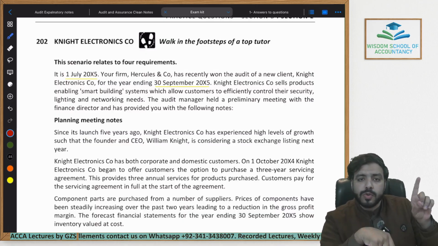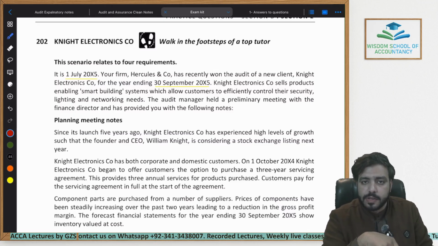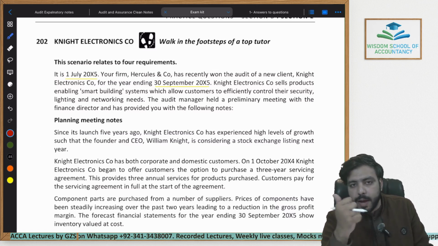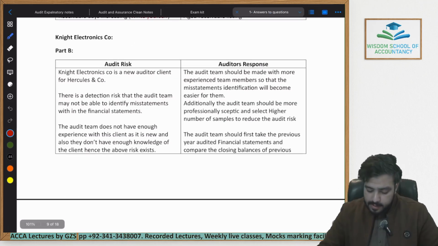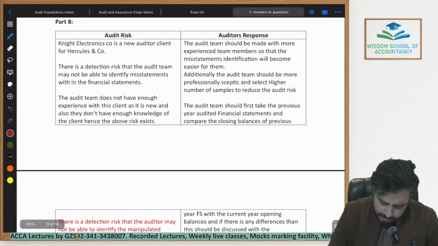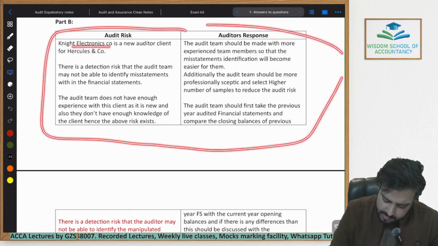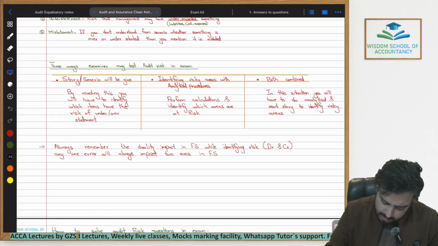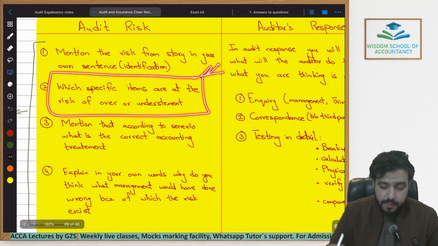Also, you have to compare the previous year's signed, audited financial statements, and compare the closing balances in the previous year financial statements with the opening balances in the current year, so that you are able to identify whether the balances are written down correctly or not. So this is the first risk which I have written here within the notes as well. Knight Electronics is a new audit client for Hercules and Corporation. Number two, where you have to explain in your own words which specific items are at risk of under or overstatement.